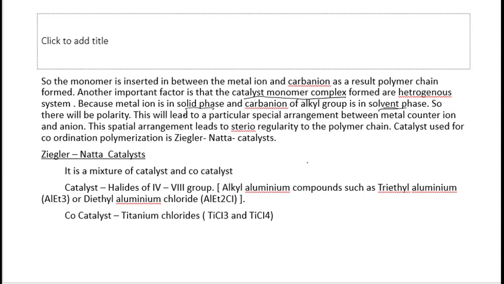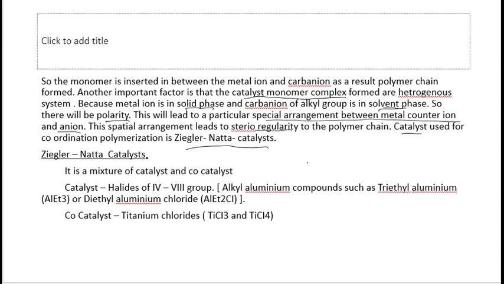Because of that there will be some polarity, and this polarity will lead to some spatial arrangement between the metal counterion and the anion. This spatial arrangement will result in stereo regularity in the polymer chain. Normally, to impart stereo regularity into the polymer in coordination polymerization, the catalysts used are Ziegler-Natta catalysts.